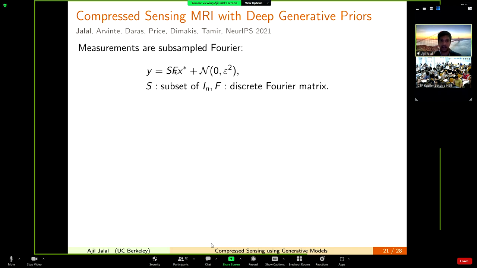So this F would be the discrete Fourier matrix. And then it selects some subset of the Fourier coefficients based on some suggestion by the lab tech or the radiologist. So the whole process is your brain gets Fourier transformed, and then the machine selects some subset of those Fourier coefficients. And there's also some additive Gaussian noise of variance epsilon square. And this is very clearly a linear measurement process. So everything I said directly transfers, because you can just run Langevin dynamics for this compressed sensing MRI problem.